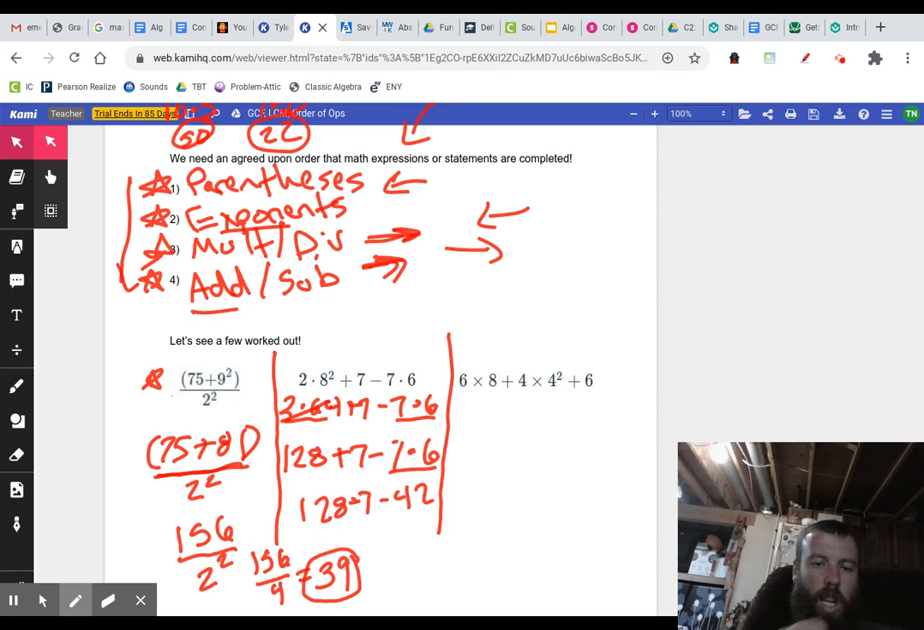Right, checklist one more time. Parentheses, nope. Exponent, no. Multiplication, no. Division, no. Addition or subtraction, yes, I have both. Let's do them from left to right. So 128 plus 7 would be 135. 135 minus 42 is our last thing left. So I just need to do 135 minus 42. And that should be 93. So this just got simplified down all the way to 93.